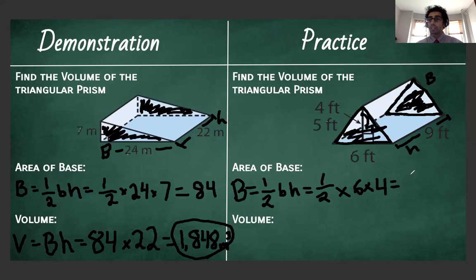Now we can start to plug and chug. 1/2 times 6 times 4 is going to equal 12. Okay. So the area of the base is going to equal 12.